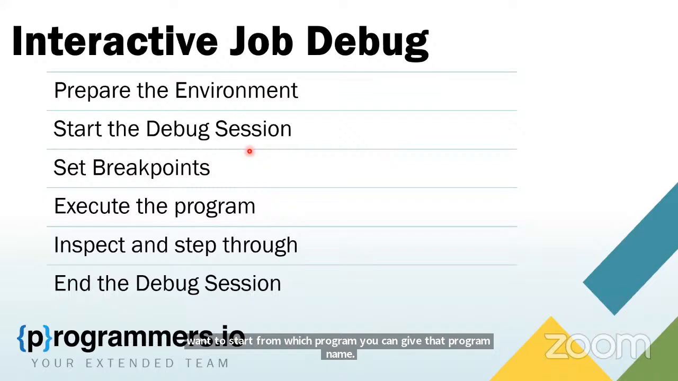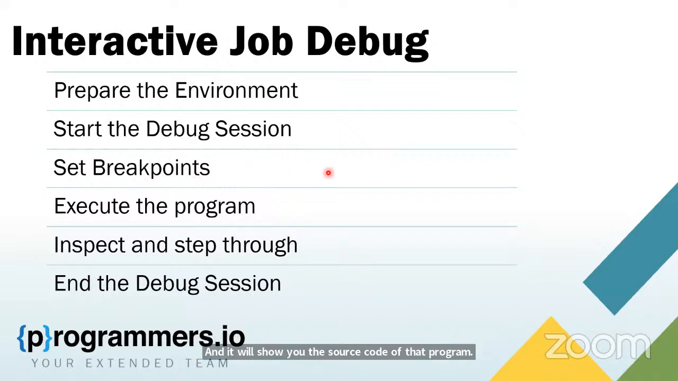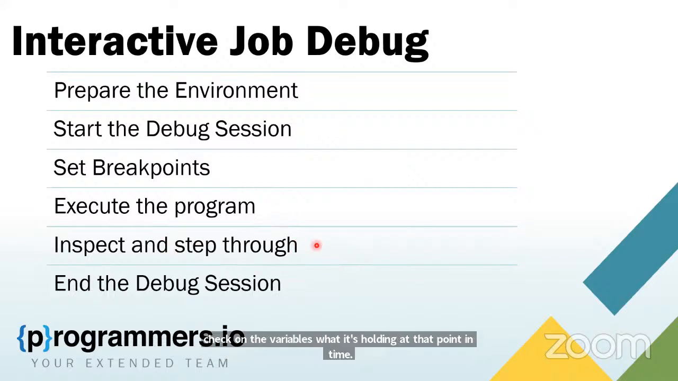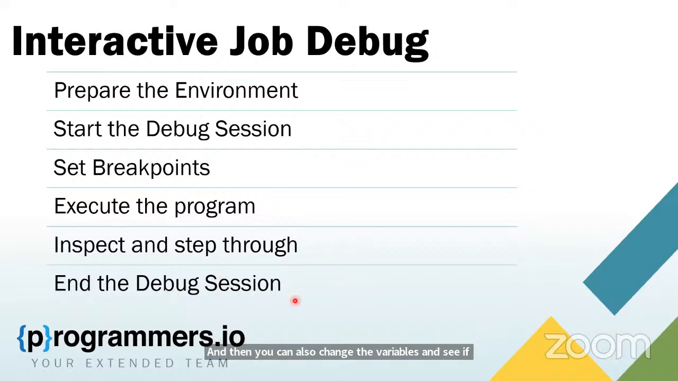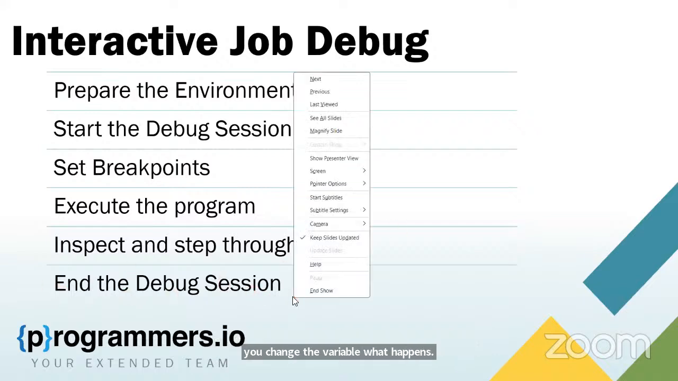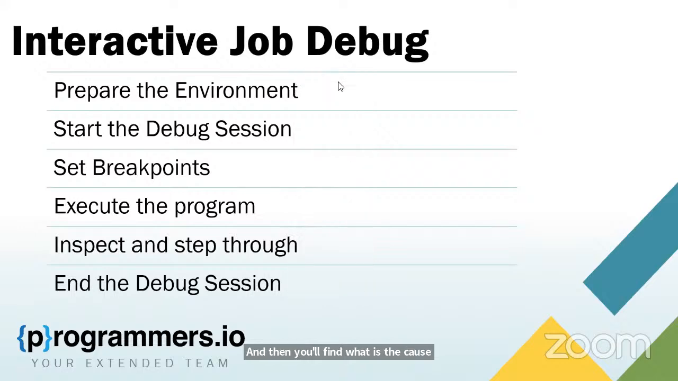You can go and provide breakpoints on whichever line you want to execute up to. If you want to execute step by step, then you don't need to give breakpoints. If you give breakpoints, then till that step you can run it in one go, and from then onwards you can do it step by step. So that is why breakpoints are needed. Then you can go line by line, check what the variables are holding at that point in time, and also change the variables and see what happens, and then you'll find the cause of the problem that you are investigating.